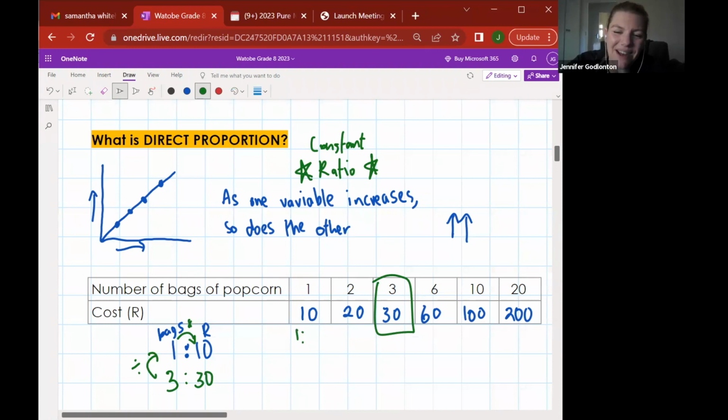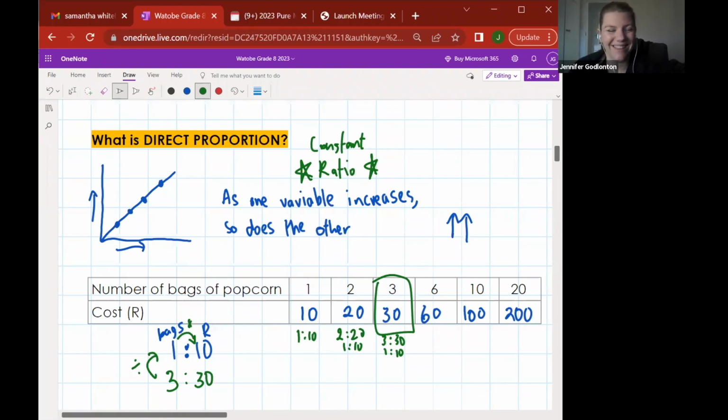So we've got a ratio here of 1 to 10. That is its ratio. If I look at my next block, I've got 2 to 20. Let's write that out. I could simplify that down to 1 to 10. If I have 3 to 30, I could simplify that down to 1 to 10. So when we say there's a constant ratio, it just means that it is the same ratio each time. That's all that means.